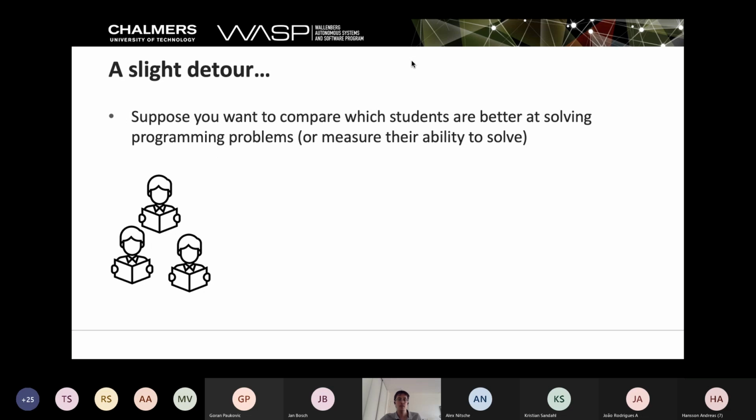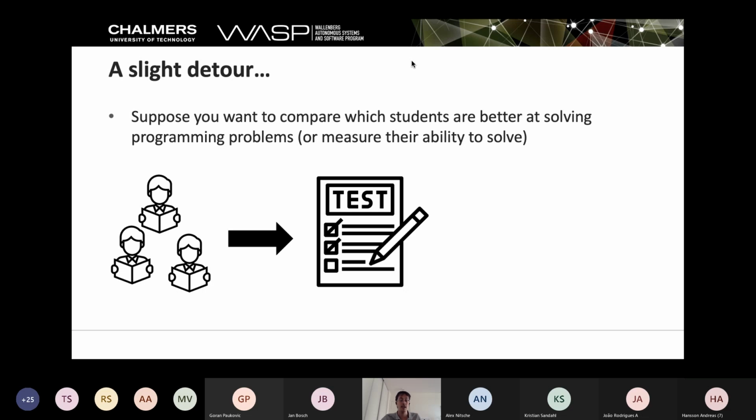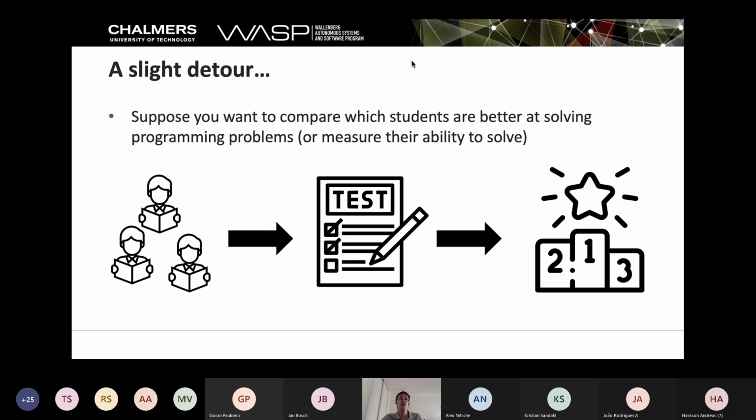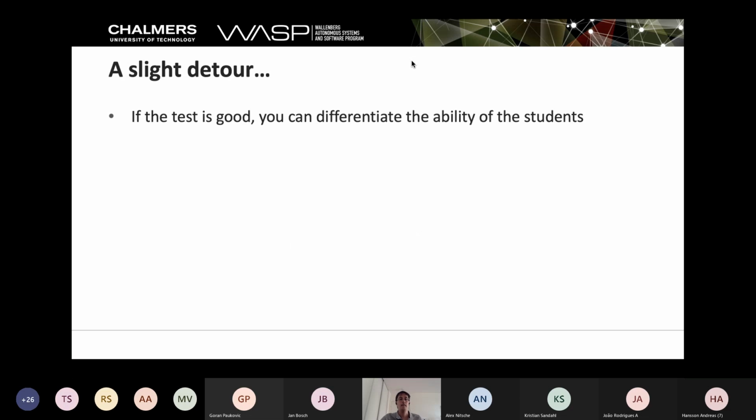Suppose you want to compare which students are better at programming problems, and you want to measure their ability to solve a problem. You're probably applying a test to them, and this test has many questions. In the end, you will see which ones answered better, to try to assess which of them is better, because maybe you are giving the position to them, or they are going to university based on those tests. And if the test is good, you can differentiate the ability of different students.